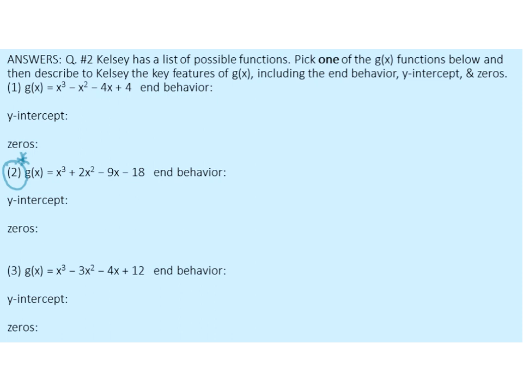So I'm going to give you a couple minutes. I don't want to rush you here. But if you get the end behavior, go ahead and plop that up there. If you feel more comfortable putting it in the chat box, you can do that. We are only doing number 2.